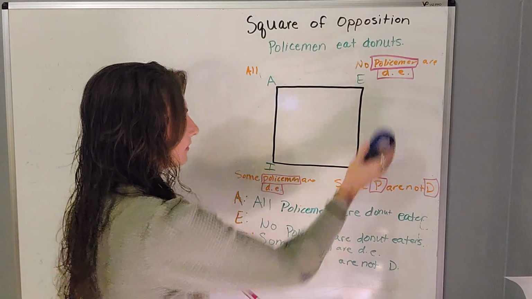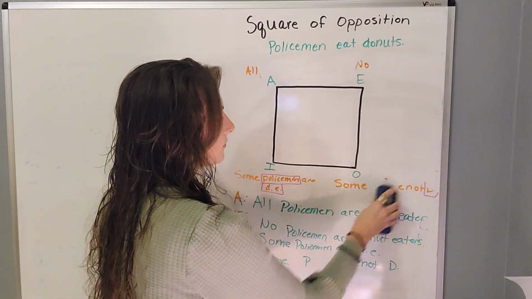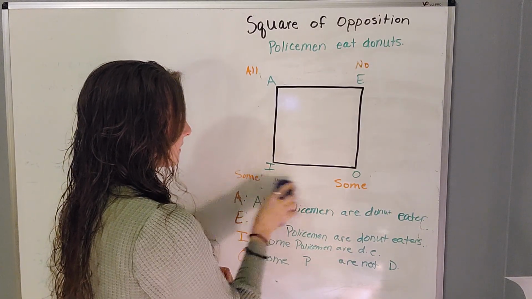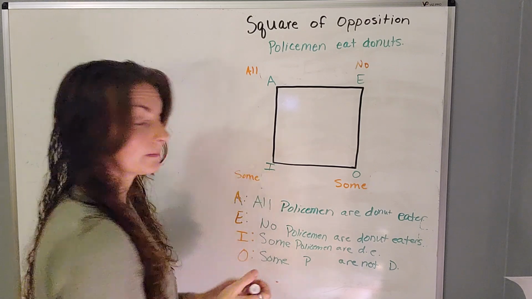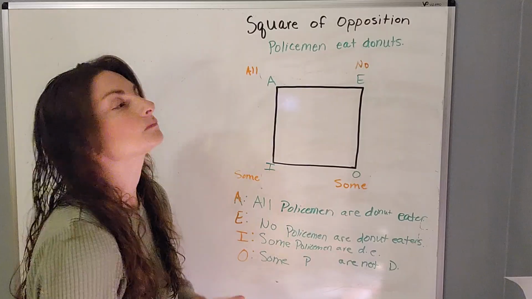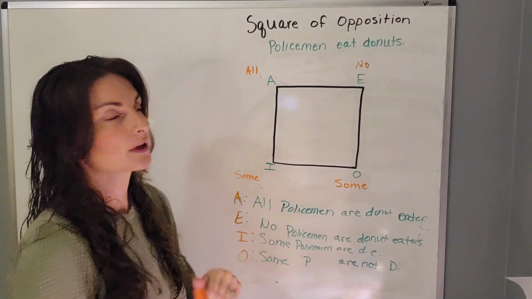Let me just erase all of it. So what you start doing is you can... I clearly cannot erase and talk at the same time today. You can, so for example, I did policeman with a P and then donut eater with a D.